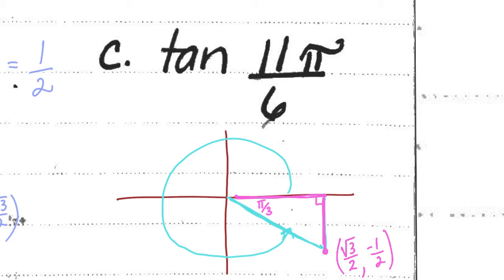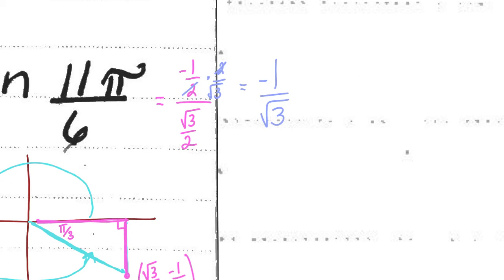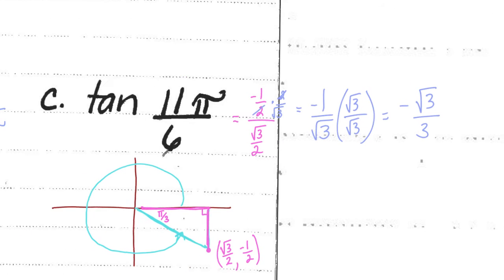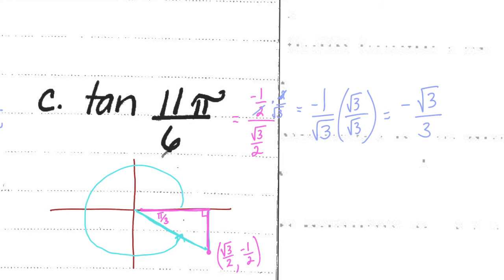Well, remember tan is sine over cosine. So I'm going to have negative 1/2 over the square root of 3 over 2. Whenever I divide, I multiply by the reciprocal, and I get negative 1 over the square root of 3. We do have to rationalize. I can multiply each side by the square root of 3 over the square root of 3, and I have negative square root of 3 over 3, which is the tangent of 11 pi over 6.